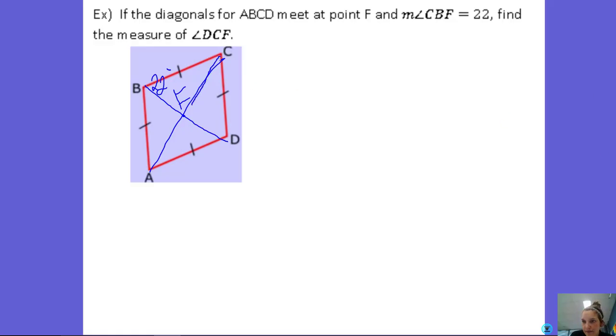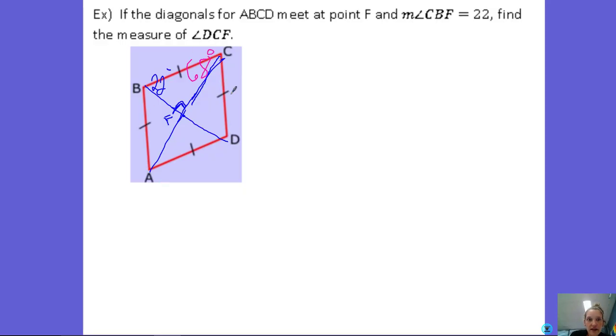So we know that the diagonals of a rhombus are going to be perpendicular. So I know that this is going to be a right angle. This is a 90-degree angle right here. So now I have this cute little right triangle right here. And so all of the angles in any triangle add up to 180. So I'm going to do 180 minus 90 minus 22. And I'm going to get that this angle is 68 degrees.